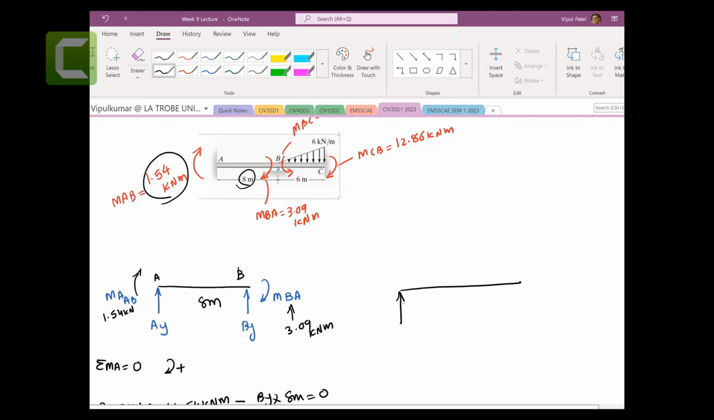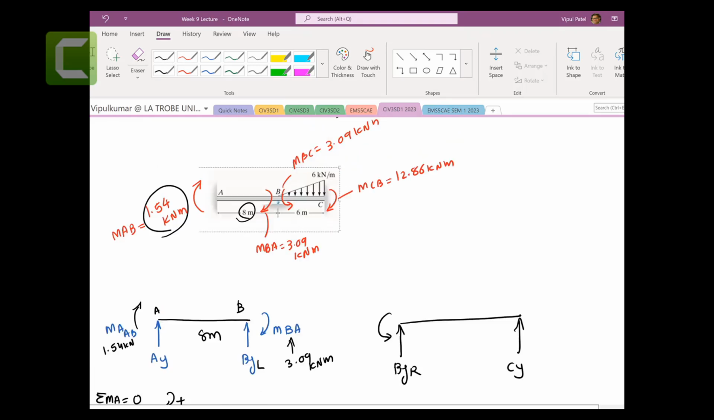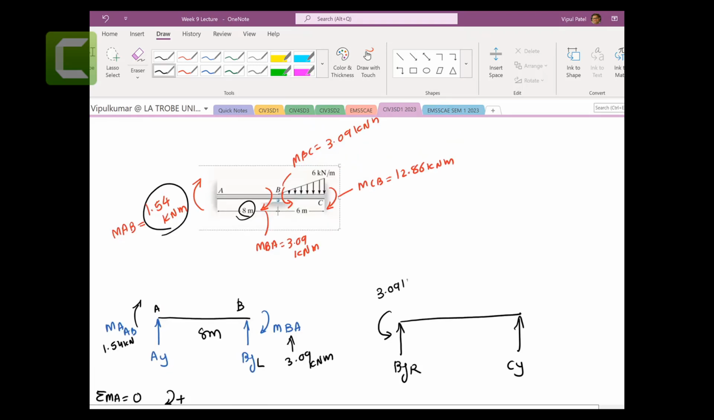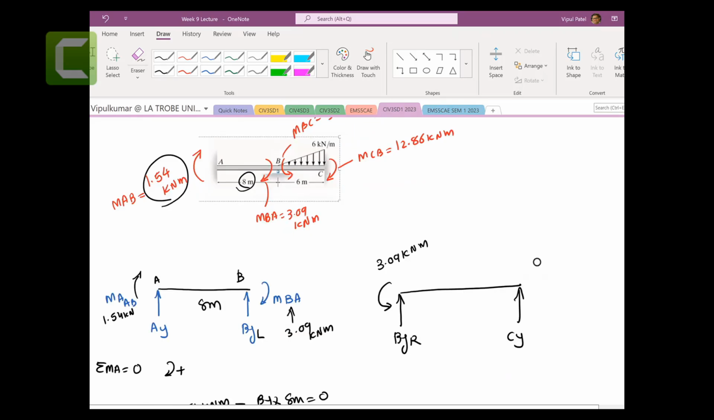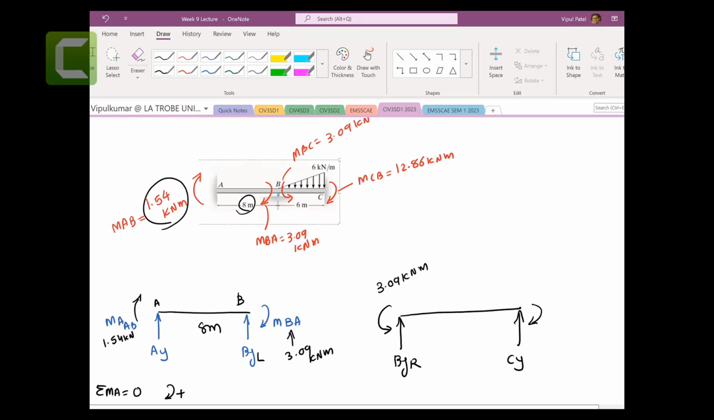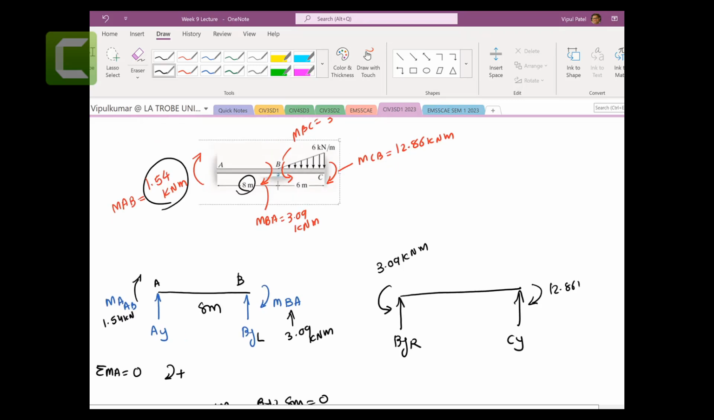Here, BY. So this is the left side, let's say this is the right side. And then CY, and the moment going this side like this, which is 3.09 kilonewton meters. That is anti-clockwise, negative. And this is clockwise, and this one is 12.86 kilonewton meters. And you have a loading of 6 kilonewtons per meter, and that was 6 meters.